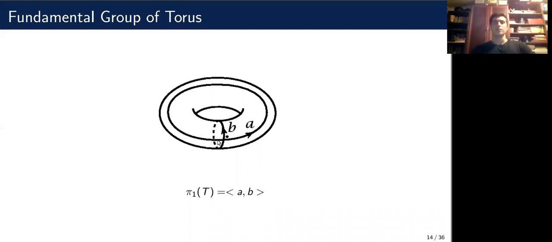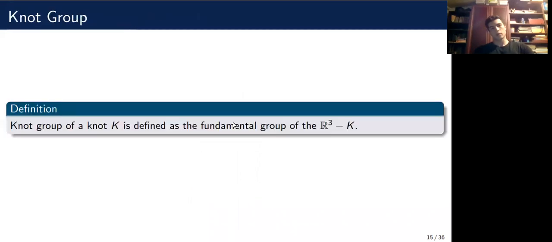And there is no relation between A and B, so that group will be a free group. Now I can define the knot group. A knot group of a knot K is defined as the fundamental group of its complement in R3. So to compute the knot group, we first drill the knot K out of R3 and compute the fundamental group of the remaining space.